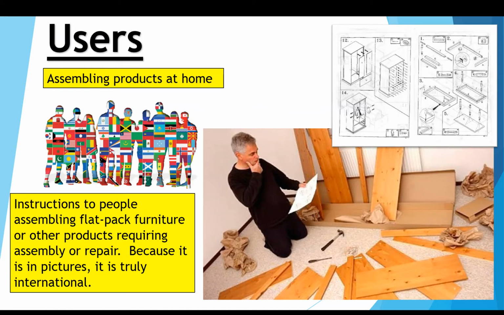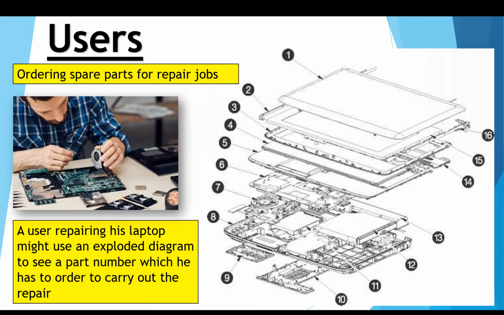So instructions to people assembling flat pack furniture or other products requiring assembly or repair are in pictures, so they are truly international. It allows you to buy less expensive products and put them together at home, no matter what language you speak. Now, a user could also order spare parts for a repair job the way I had to for my motorbike. A user repairing his laptop might use an exploded diagram to see a part number which he has to order in order to carry out the repair.